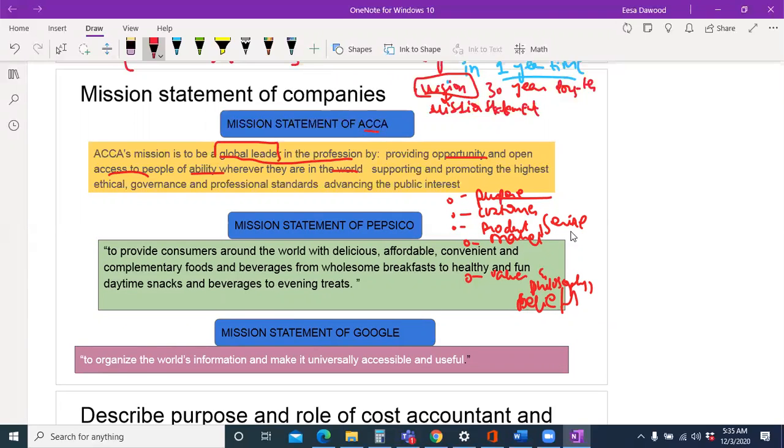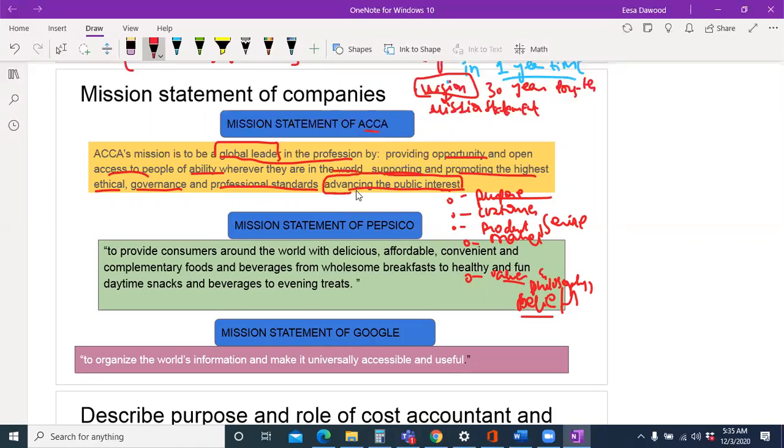What are the product and the service? They're supporting and promoting the highest ethical standards. Now they're telling you their values and beliefs, and what they are looking for their students to achieve: the highest ethical level, governance, and professional standards, and advancing the public interest. So they want to do all those things that are mentioned in the mission statement.